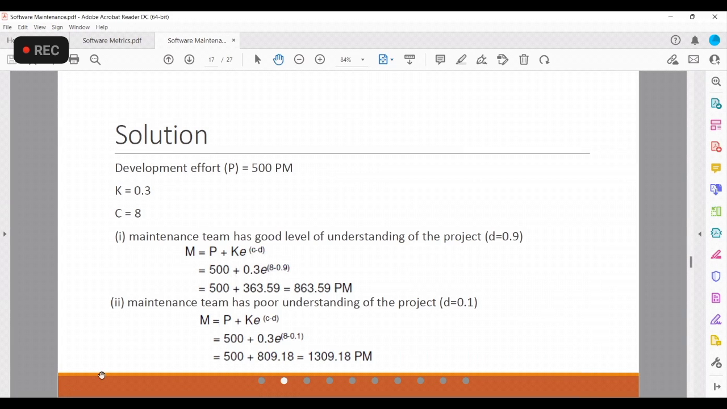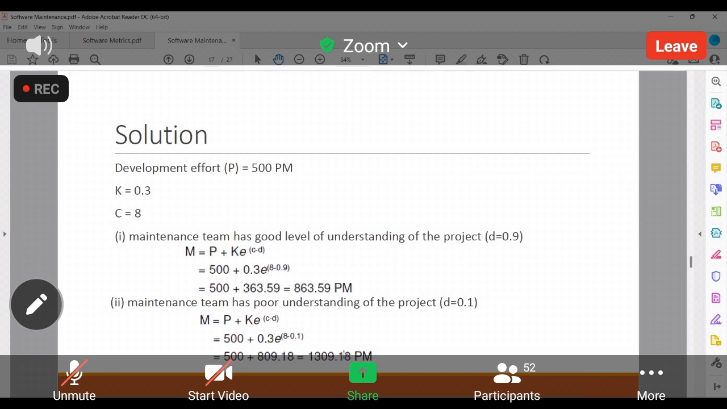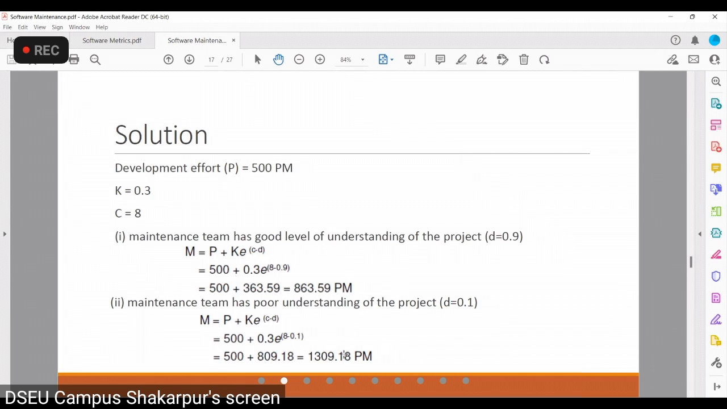मैम, निकालने का कोई तरीका चेंज हो रहा है, बाकी सब चीजें सेम हैं, बस मेंटेनेंस टीम की एक तरफ गुड लेवल ऑफ अंडरस्टैंडिंग है, एक तरफ पुअर लेवल ऑफ अंडरस्टैंडिंग है. पहले केस में आपका जो एफर्ट लग रहा था, that was 863 person months. In the second case it's 1309 person months. Almost 500 person months effort का डिफरेंस है. आ गया मैम? आ गया?